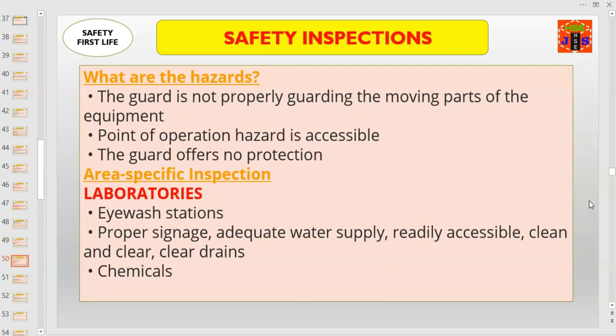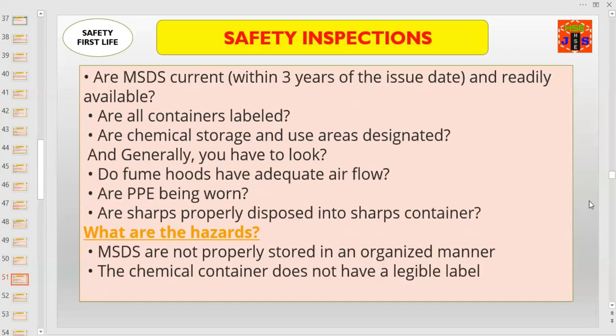If this is a building, that building might be a university or a hospital. In this case, there might be laboratories. What you will inspect in the laboratory? Eye wash stations, proper signage, adequate water supply, readily accessible, clean and clear drains. You will look for chemicals, their storage, labeling and packaging.